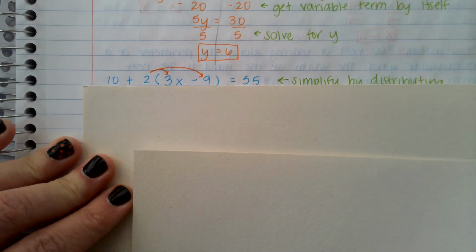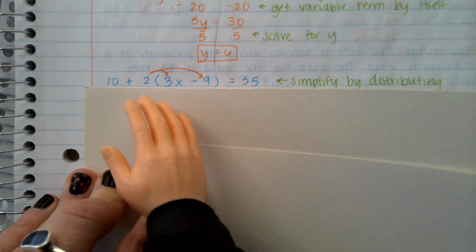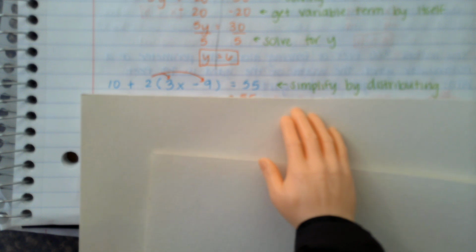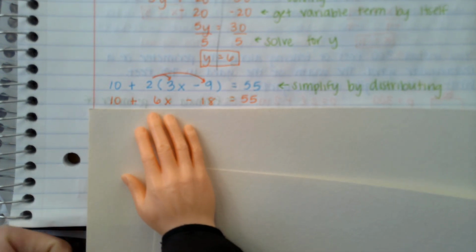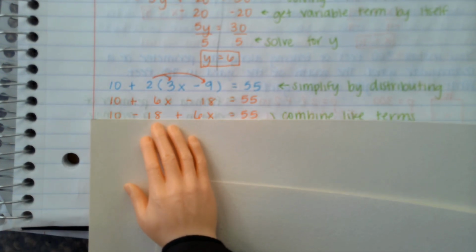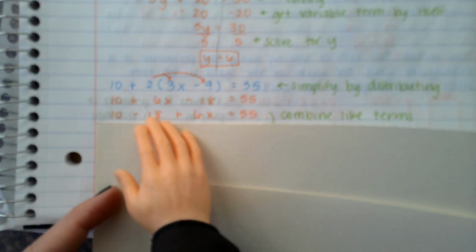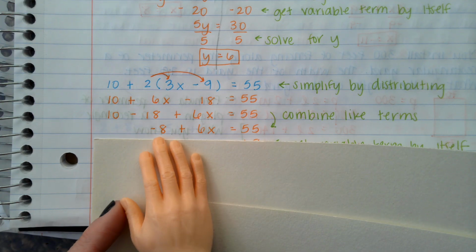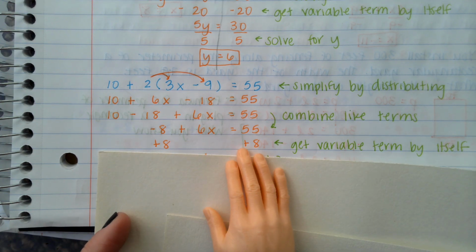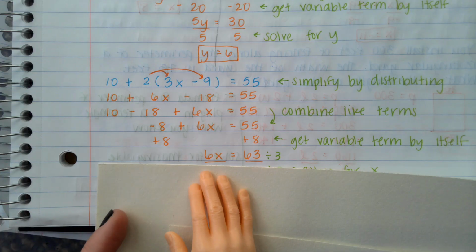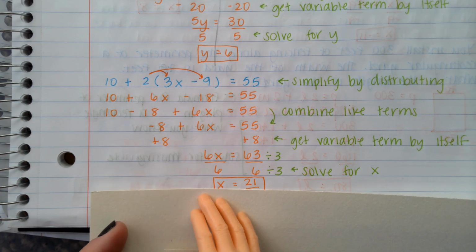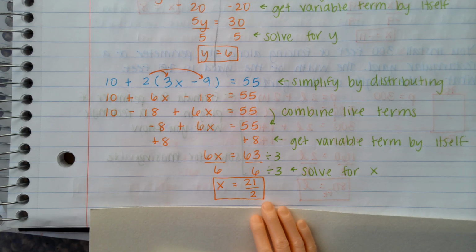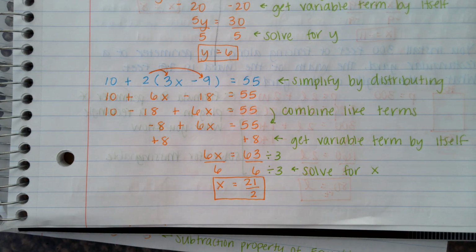Here, I need to distribute as my first step. And we always need to simplify before we can start solving things. So this gives 10 plus 6x minus 18 equals 55. And then I'm going to combine like terms. 10 minus 18 is negative 8. And then the opposite of negative 8 is positive 8, so add 8 to each side to get 6x equals 63. And then our last step is to divide by 6 to get x equals 21 over 2. And then we can leave this as an improper fraction. Don't create more work for yourself than what you need to do.